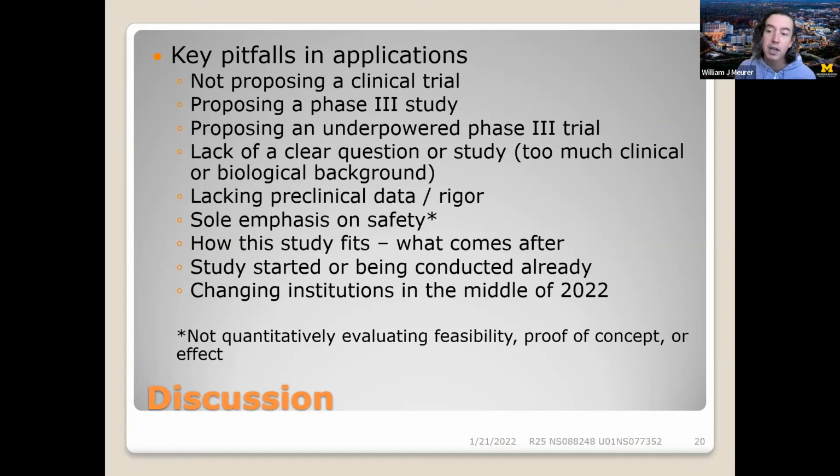So again, a sole emphasis on safety might be appropriate, but it's usually not, because there usually are other questions about what you're using. And sometimes we see studies where it's a drug that's used a ton in some other condition, like it's been used in millions of patients, but then it's going to be adjusted for Parkinson's disease.